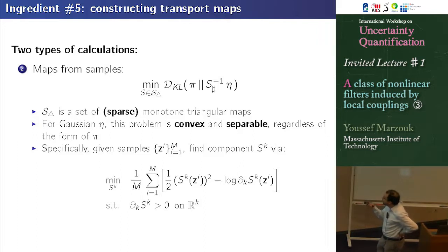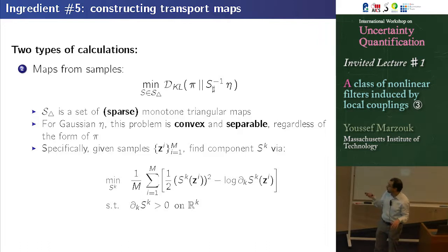And this optimization problem actually has really nice properties. As long as eta is Gaussian, this problem is going to be convex, and it's actually going to be separable across dimensions, regardless of the form of pi. Because here we're representing pi by samples, the expectation over pi gets rewritten as a summation over the samples that I have. And the objective involves this quadratic log eta, and that involves the Jacobian determinant of the map. So you can verify this is a convex objective, and this is basically for each component of the map S_k. I solve this, and we're done.